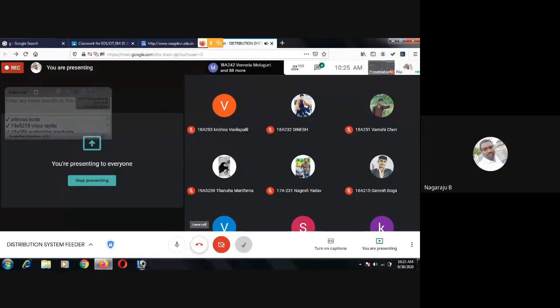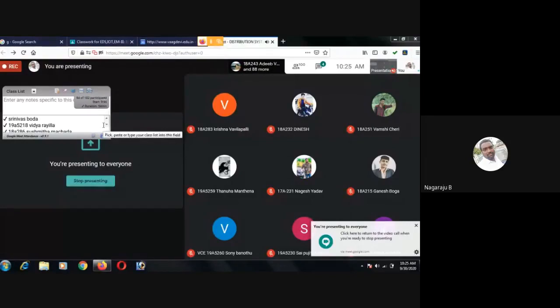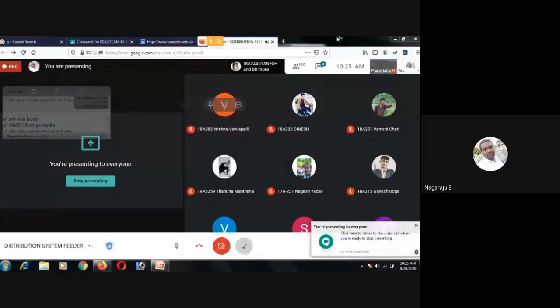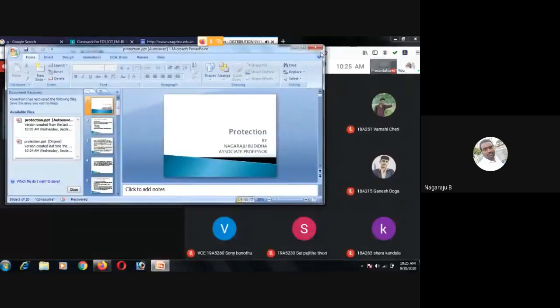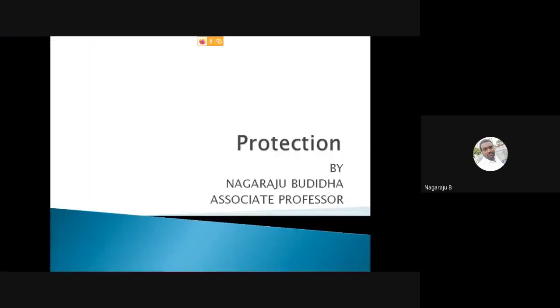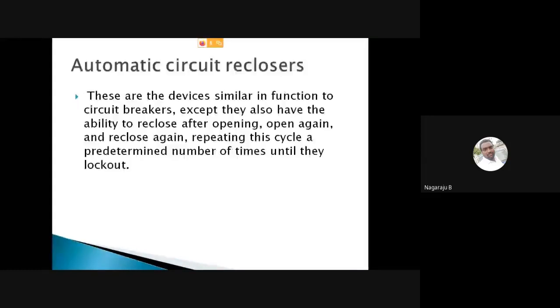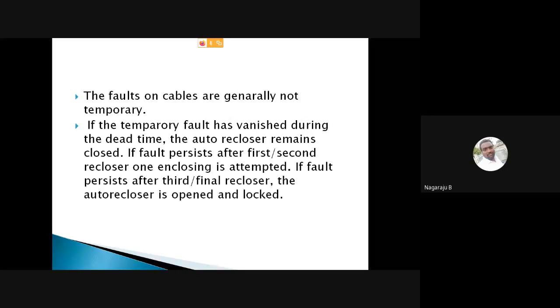Again power came. I have connected through my system right now. So, is it okay?